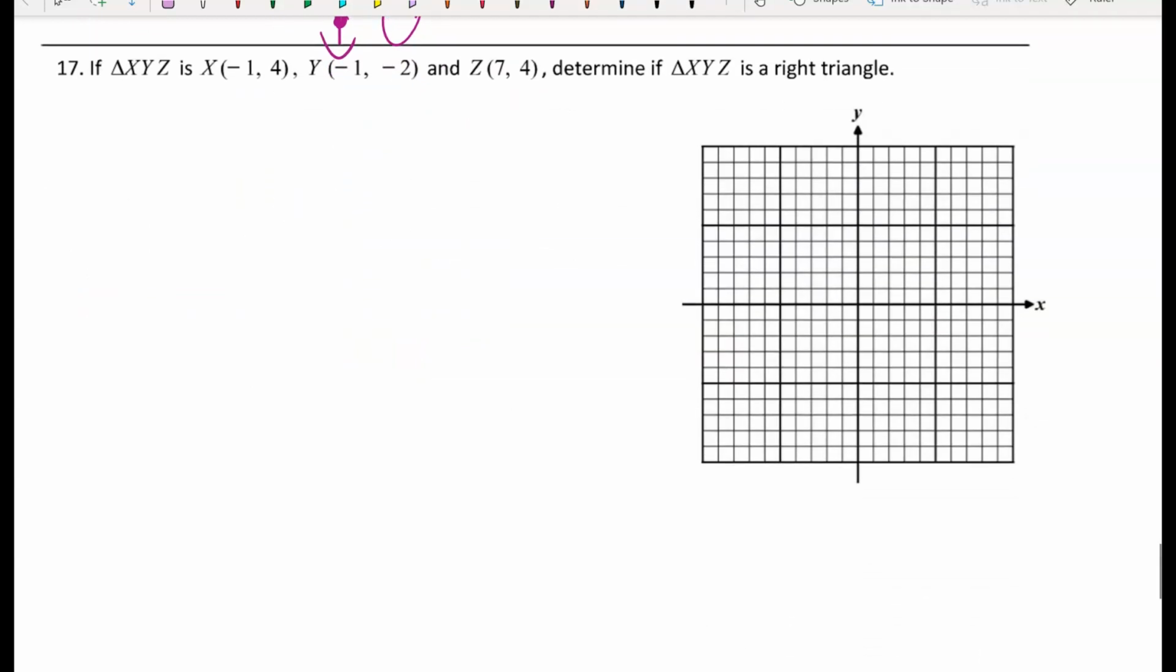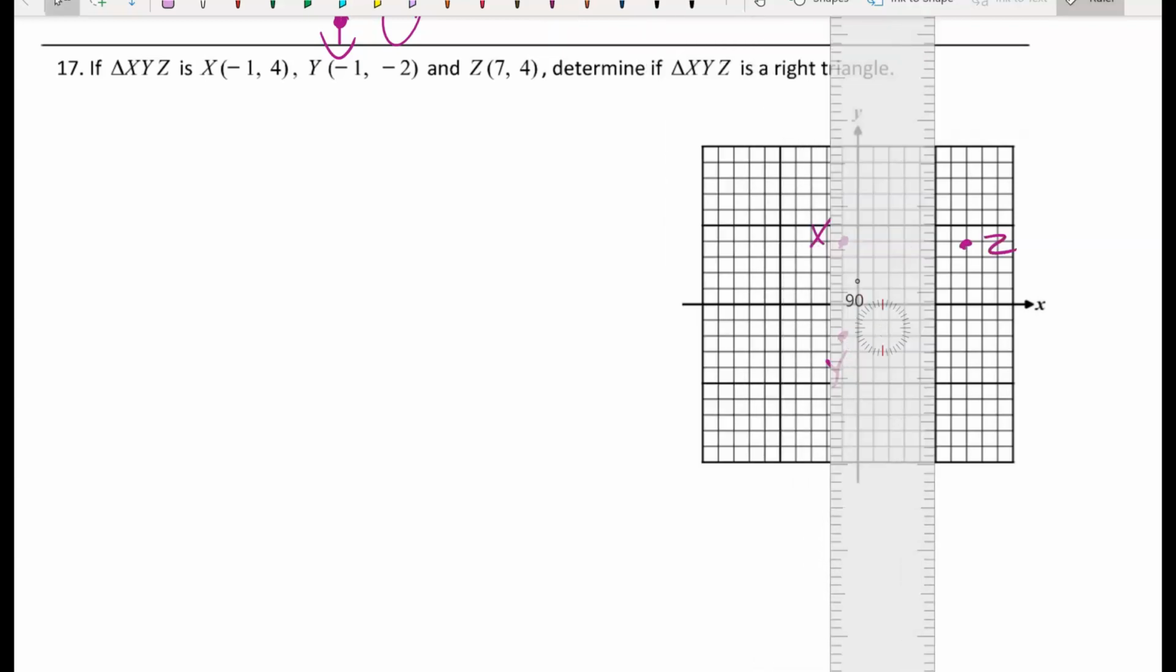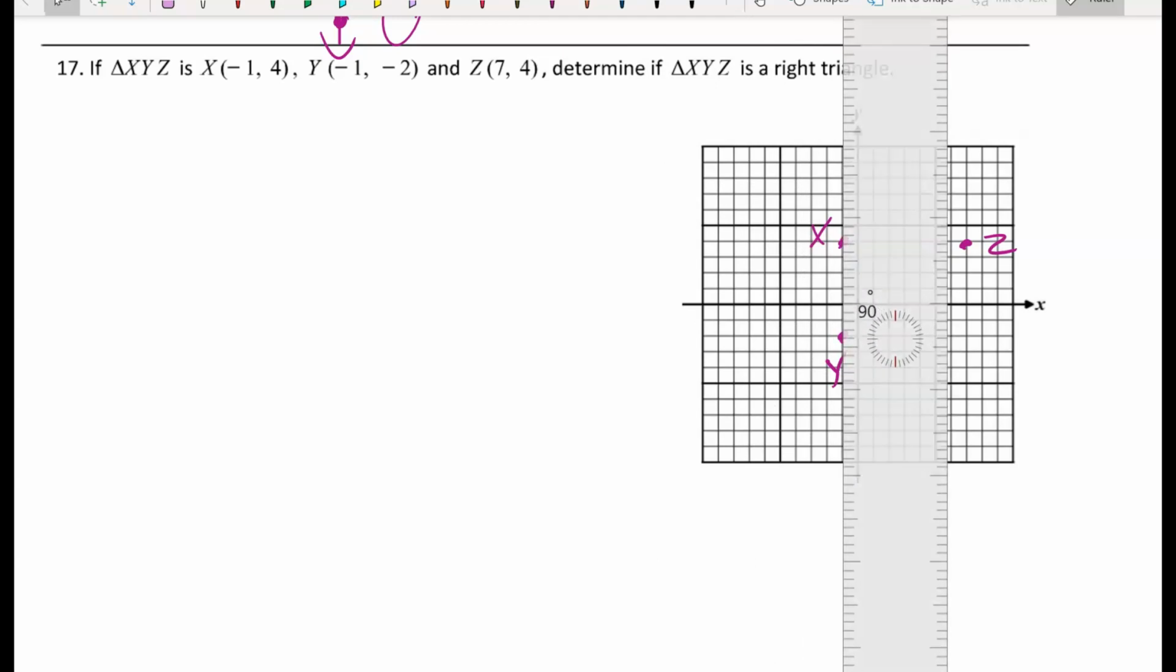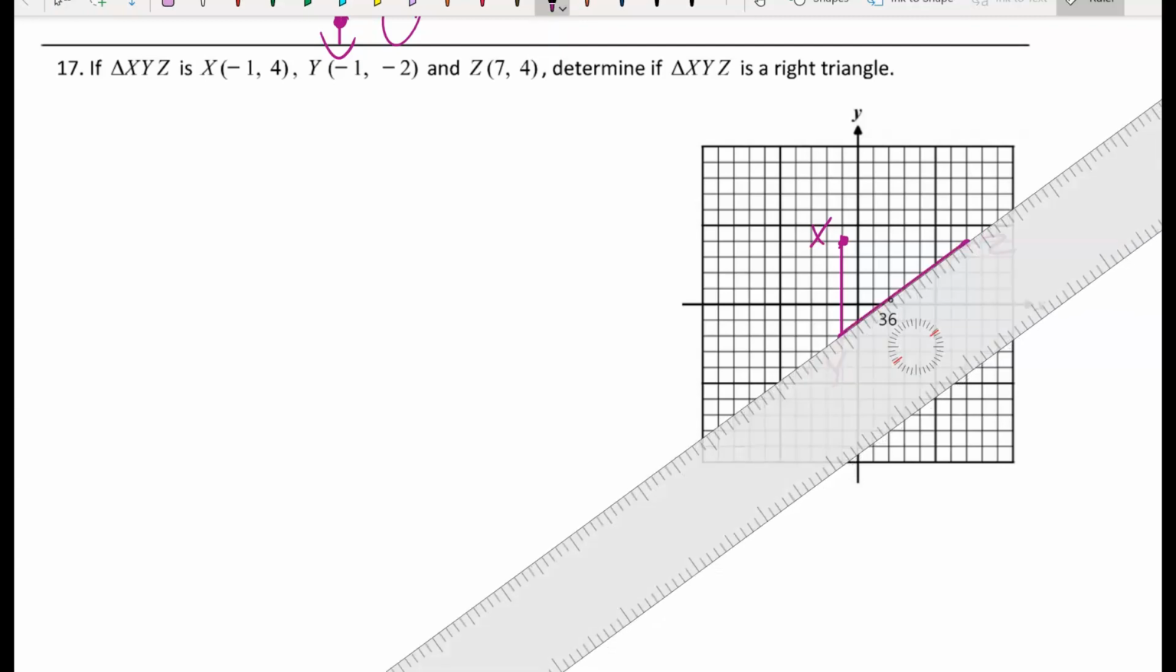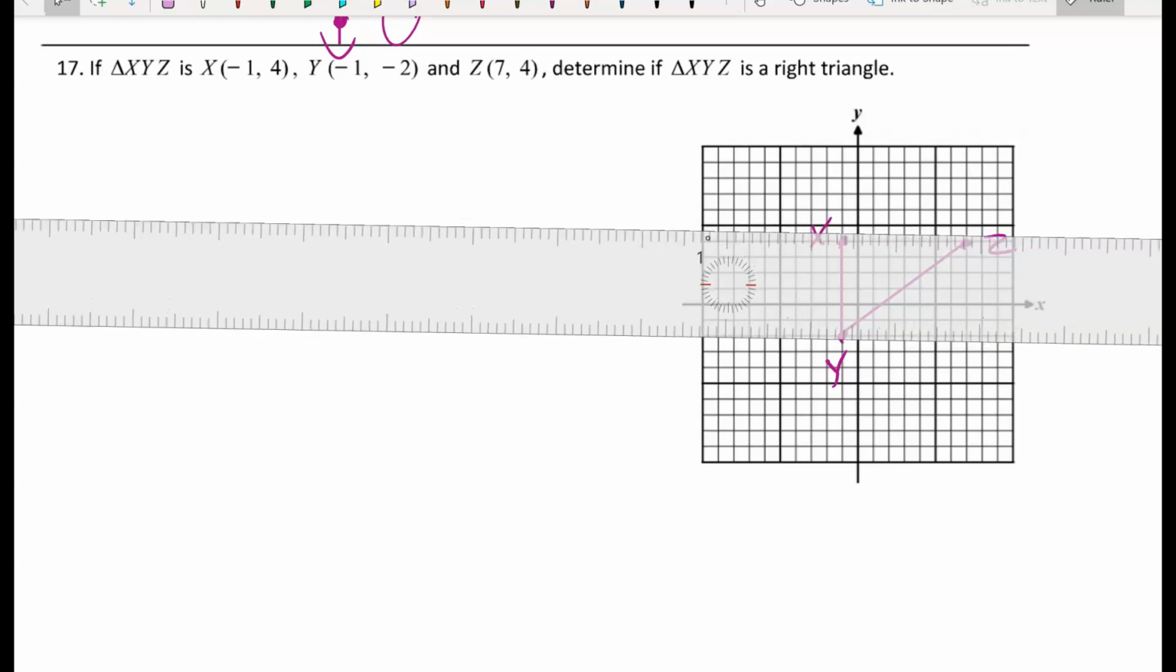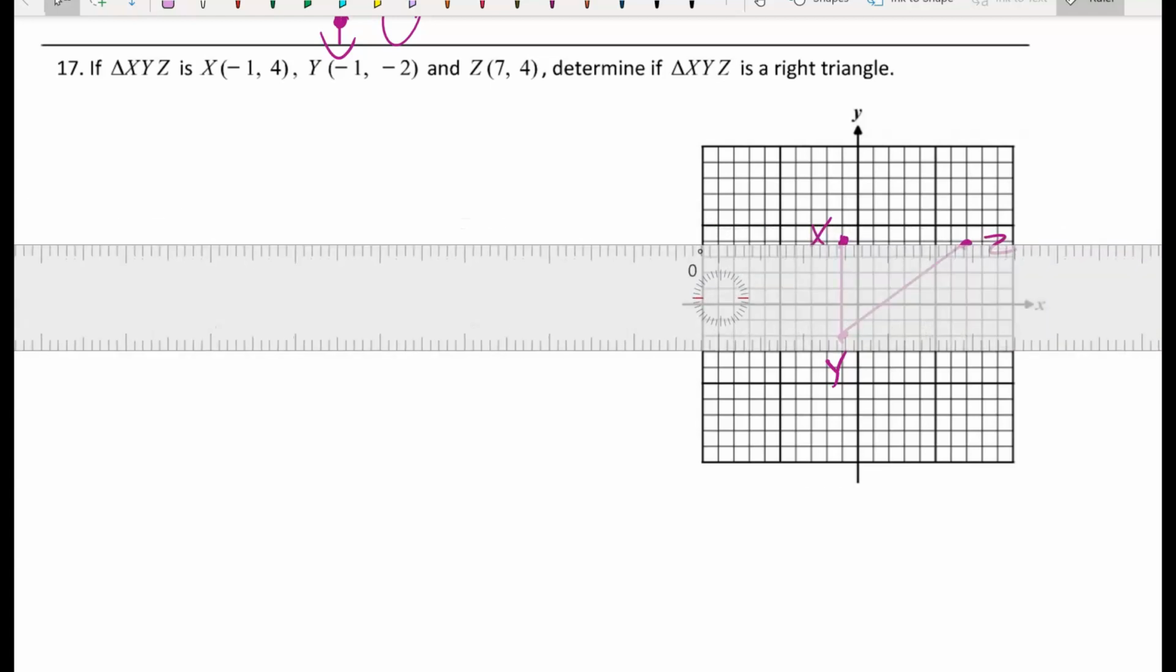For the last one, number 17: if triangle XYZ has those coordinates there, determine if it's a right triangle. Well, the first thing you should do is just plot your points to give yourself an idea of what this triangle looks like, because for any right triangle, we should be able to prove that there is one right angle, and that would be enough to prove that it's a right triangle. So if I sketch this picture right here, again, make sure you're using your straight edge so that your points and your sides for the triangle are as precise as possible.